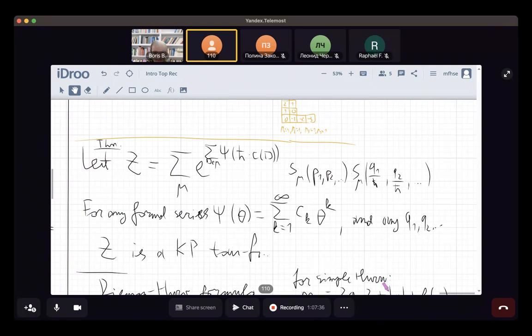And if you allow arbitrary q's, you will get double Hurwitz numbers. So if we have a finite number of non-zero q's, for example q1, q2, etc., q_L, and psi of theta is also just theta, then we obtain double Hurwitz numbers, which we discussed before. In fact, you need to take a coefficient in front of it.